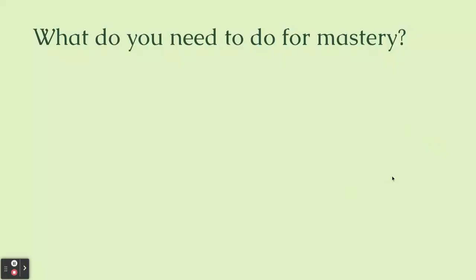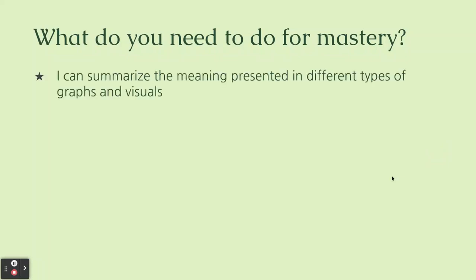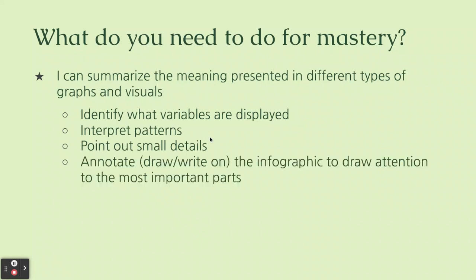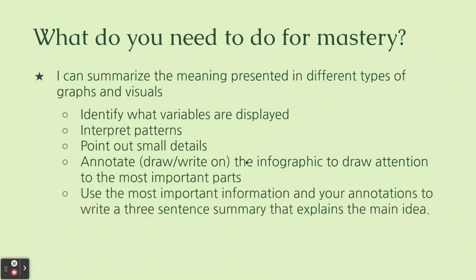All right, so what do you need to do with these infographics? Well, you need to select one and summarize the meaning presented in different types of graphs and visuals. So that's going to look like you're going to need to identify what variables are being displayed, interpret the patterns, point out small details, annotate, which is a fancy word for draw and write on the infographic to draw attention to those important parts, right? Those patterns and those small details. And use the most important information and your annotations to write a 3-sentence summary that explains the main idea. Okay. Sounds like a lot, but I'm going to break this down for you.